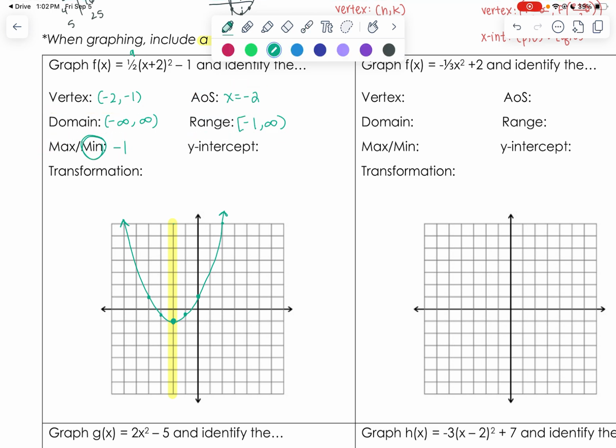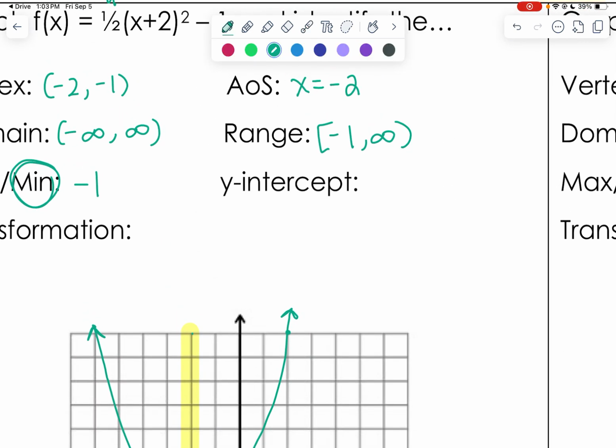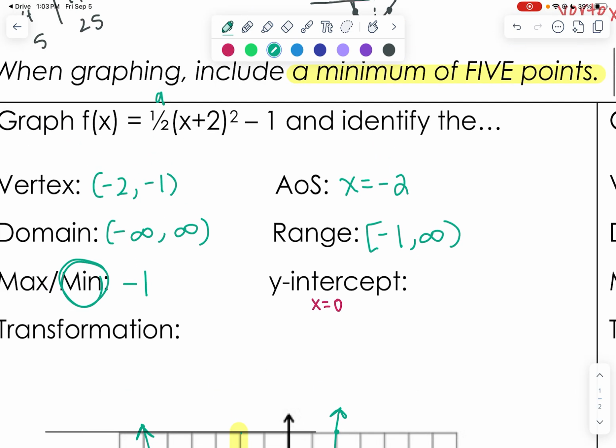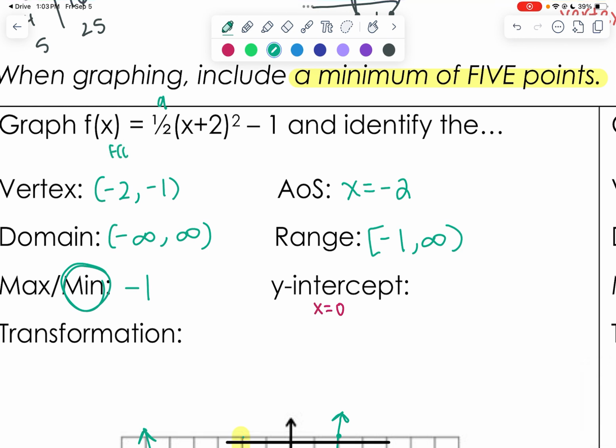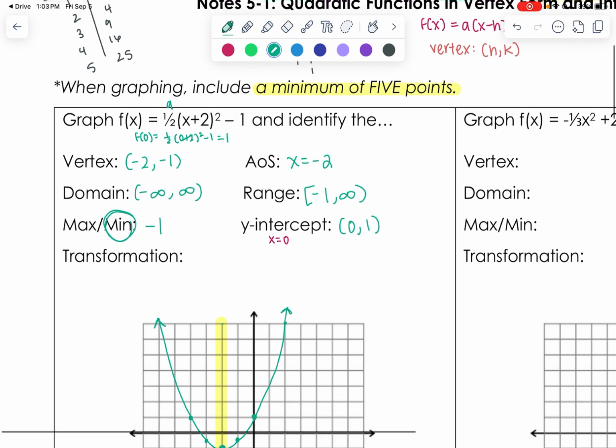Now, to find the y-intercept, I could look at my graph, right? But let's just pretend that you accidentally graphed this wrong. How could you for sure know your y-intercept? Well, remember that the y-intercept is just where x equals 0, and the x-intercept is where y equals 0. So if you go back up here and you just plug in 0, so you just find out what f of 0 is, that'd be half times (0 plus 2) squared minus 1. Well, 0 plus 2 is 2. 2 squared is 4. Half of 4 is 2. 2 minus 1 is just 1. So your y-intercept is at (0, 1). Okay?